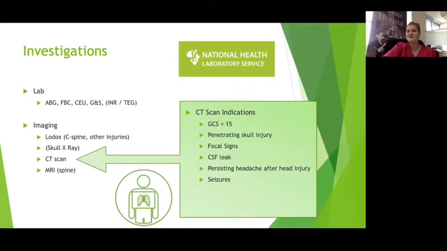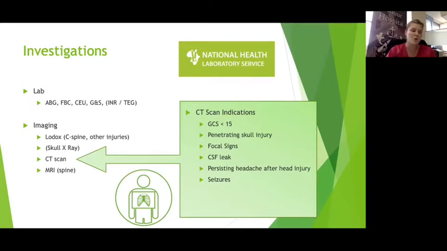Skull x-rays have largely fallen out of favor. We don't really need to do them, and they're not going to tell us anything more than we can't get from the CT scan. And like I've already said, we're lucky enough that we've got easy access 24 hours a day to CT scan. So it's not an issue for us to get a CT scan and appropriately assess a patient's injuries on radiology.